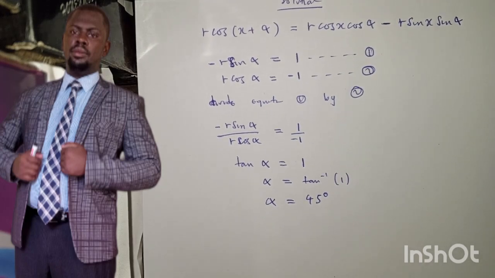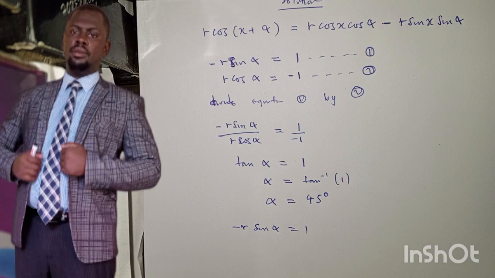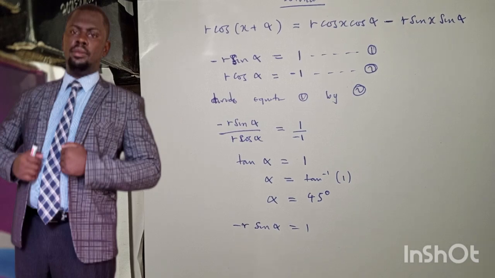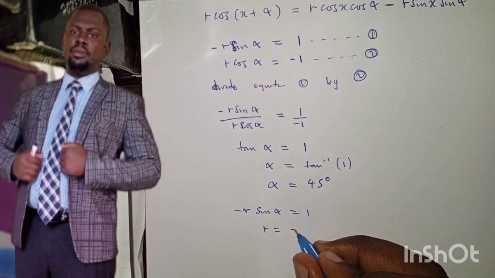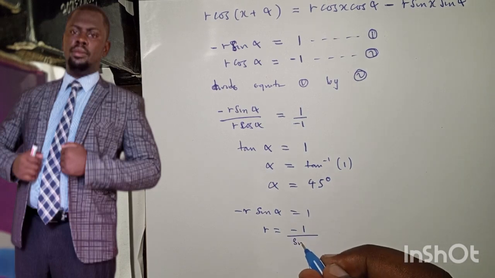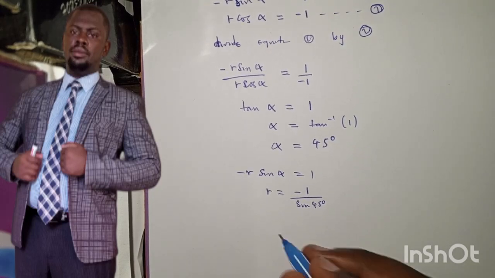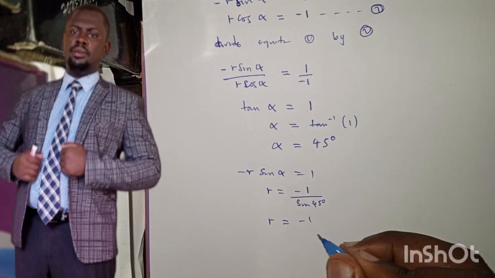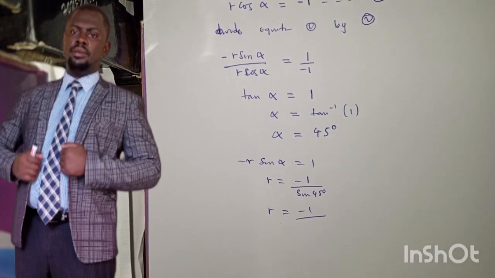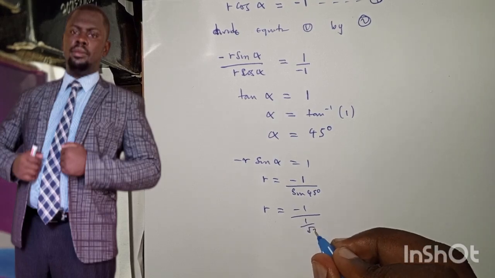So from equation 1, we have minus r sine alpha is equal to 1. We know that alpha is 45, so then we can make r the subject here. So we are going to remain with r is equal to minus 1 over sine alpha, and alpha is 45 degrees, so we have sine 45 degrees. So r is equal to minus 1 over, what is sine 45 degrees? Sine 45 degrees is 1 over square root of 2. Yes, it's 1 over square root of 2.